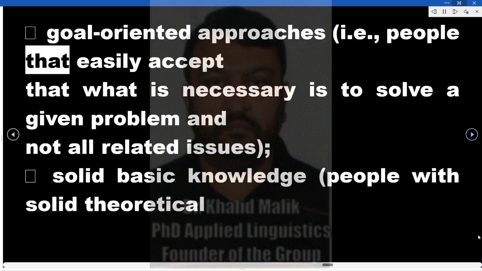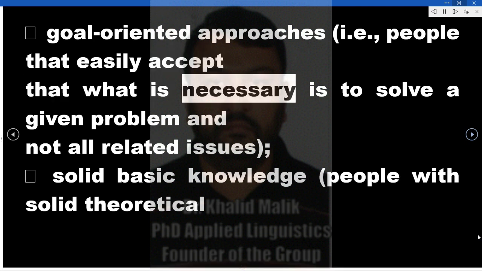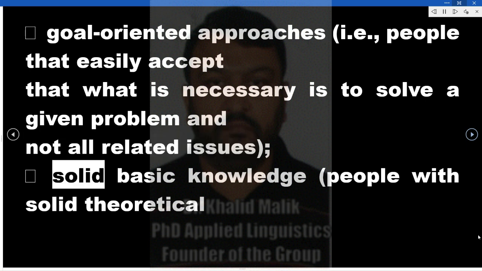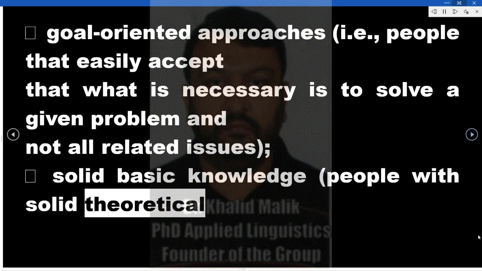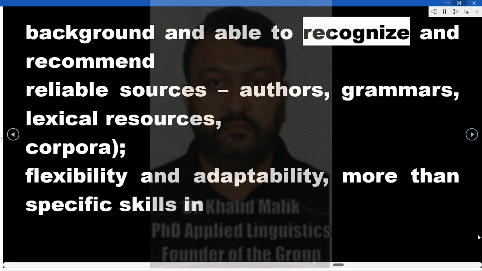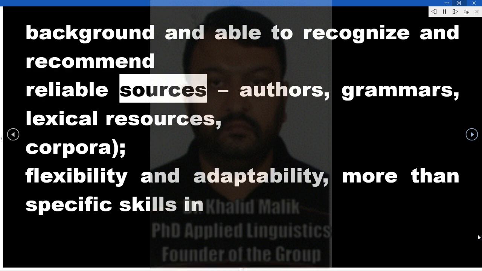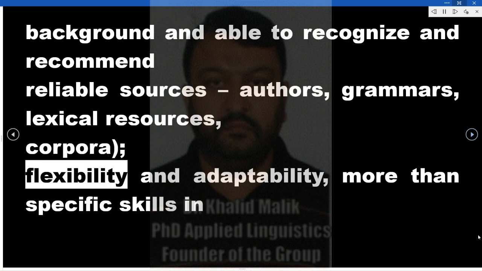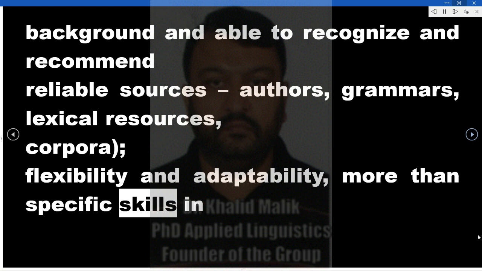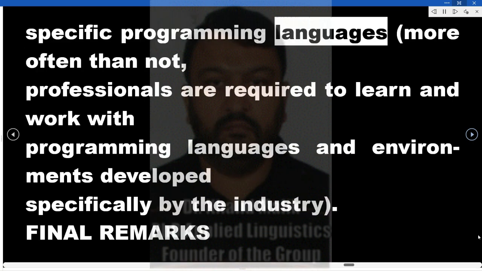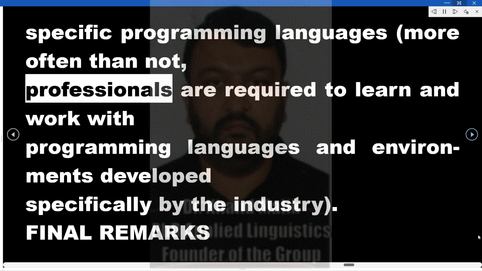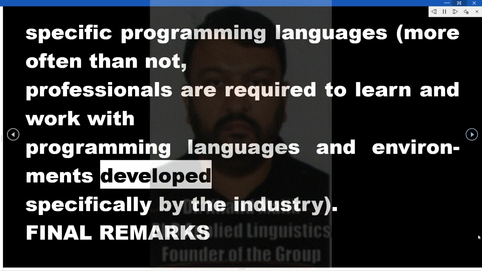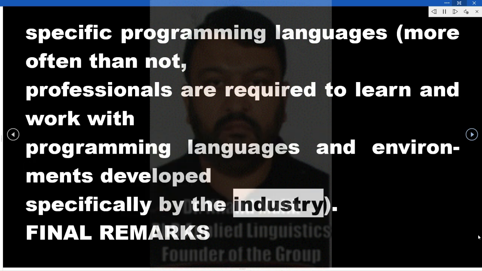As would be expected, industry requirements for computational linguists concern goal-oriented approaches, i.e., people that easily accept that what is necessary is to solve a given problem and not all related issues. Solid basic knowledge: people with solid theoretical background and able to recognize and recommend reliable sources, e-authors, grammars, lexical resources, corpora. Flexibility and adaptability: more than specific skills in specific programming languages, more often than not, professionals are required to learn and work with programming languages and environments developed specifically by the industry.